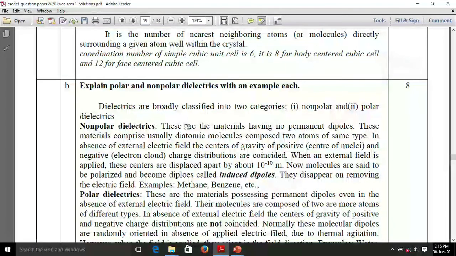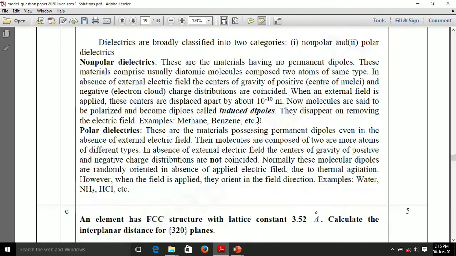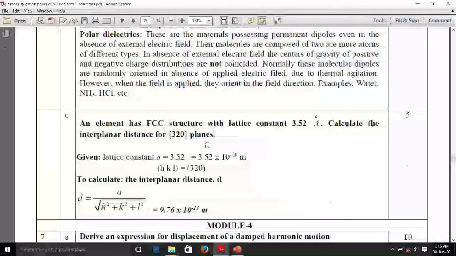Explain polar and non-polar dielectrics. This is the question. You have to explain what is a polar dielectric and what is a non-polar dielectric, and at least one example you have to mention. The same thing has been given here. This is the answer for this question.